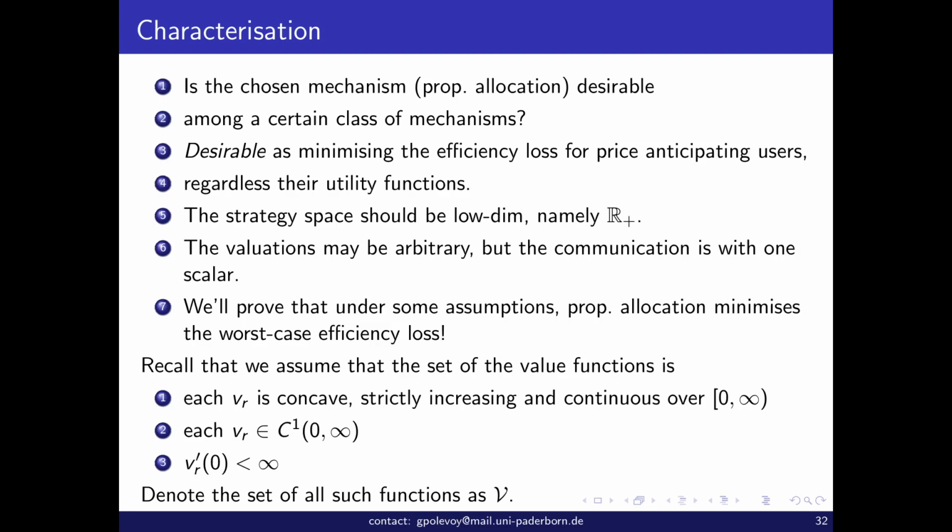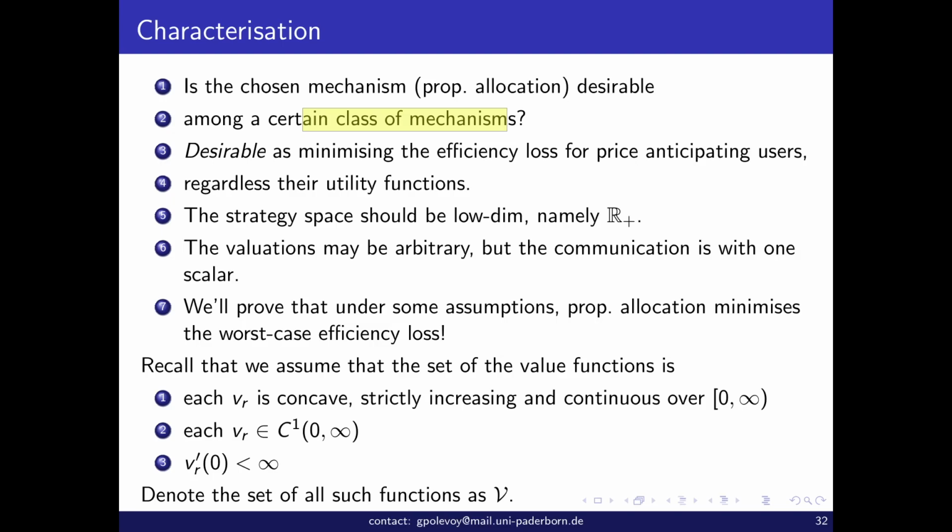The question is: is the mechanism that we are considering, the proportional allocation mechanism, desirable among a certain class of mechanisms? Because you cannot look at all the possible mechanisms, of course. Even if you try to define it, it probably will not be interesting, because even if there are better mechanisms, they won't be realizable. Probably you can always find a mechanism with price of anarchy one, as I once mentioned in some other context.